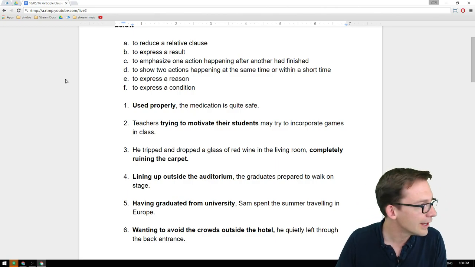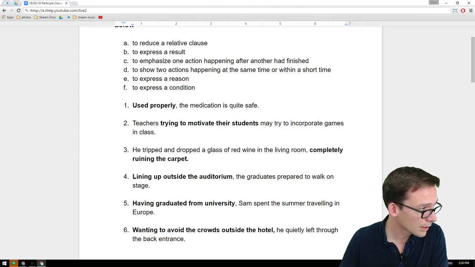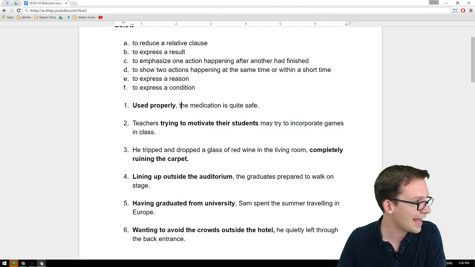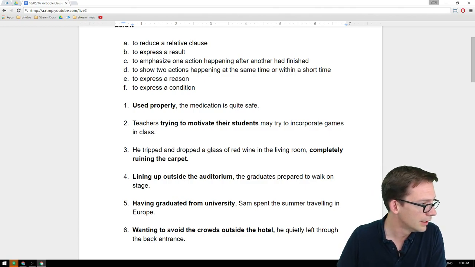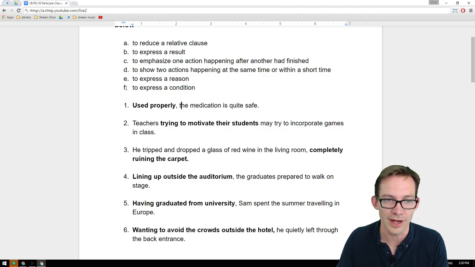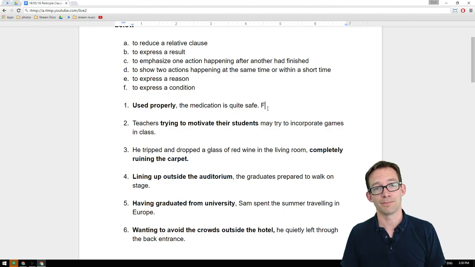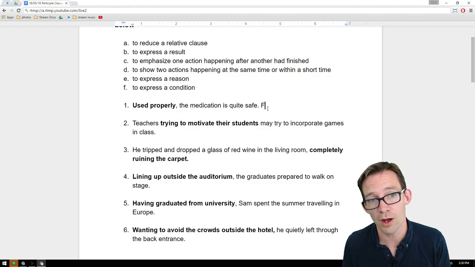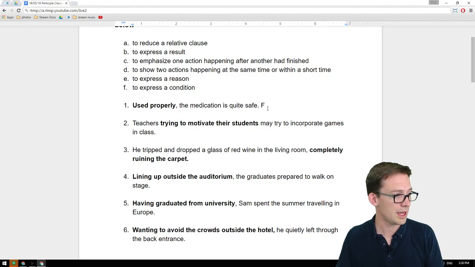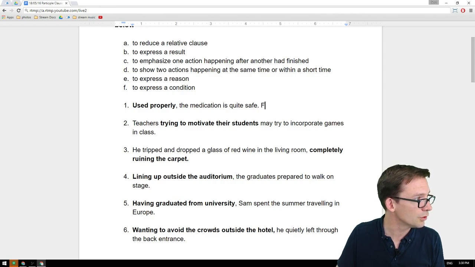Looking around here, I see Risvana answered one is F. Muhammad says one is F. I think a lot of people are saying one is F. Rowan, nice to see you, hi, says one is F, and that is correct. For number one, the answer is F, a condition, meaning if it is used properly, the medication is quite safe. If you take too much, obviously not a good idea. Okay, good. What about number two?